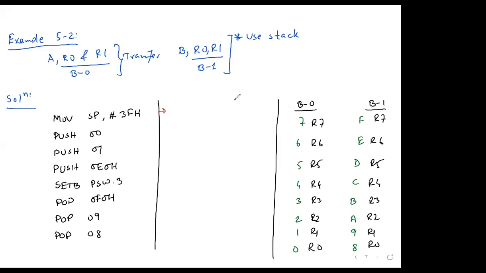What was the question, sir? For moving to the Scratchpad RAM. The question was, I have got some data in register A, R0 and R1. I need to transfer this data of bank 0 to register B, R0 and R1 of bank 1. My condition is I have to use the stack to perform this operation. So the first question was why we moved 3fh to stack pointer. The answer someone gave me was to use Scratchpad RAM as stack.